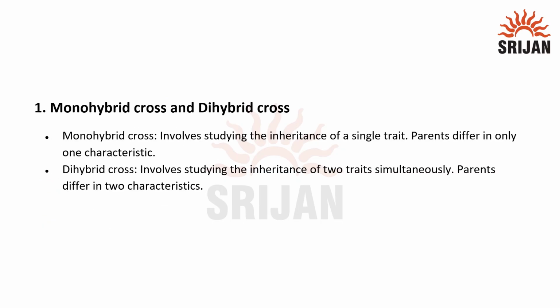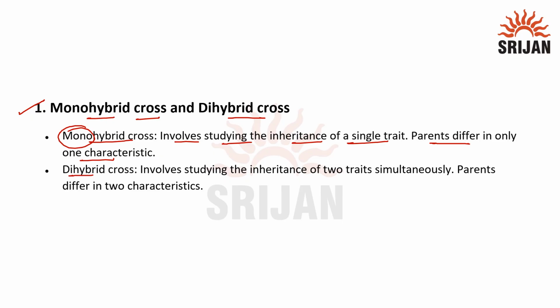The answer for this question is, here we have the difference between monohybrid cross and dihybrid cross. So monohybrid cross involves studying the inheritance of a single trait. Here, parents differ in only one characteristic. So the word mono is related to one.